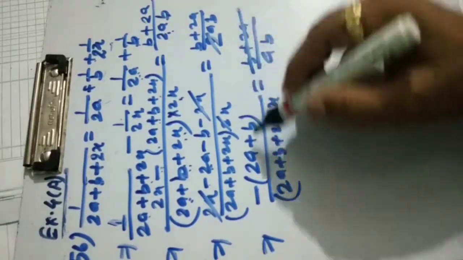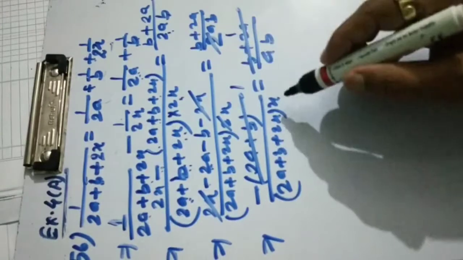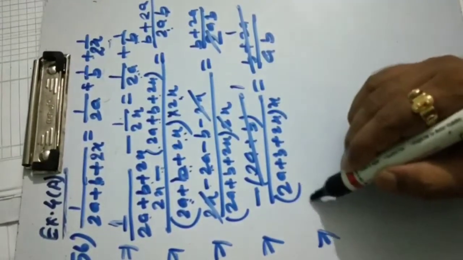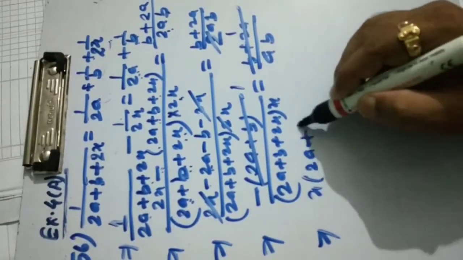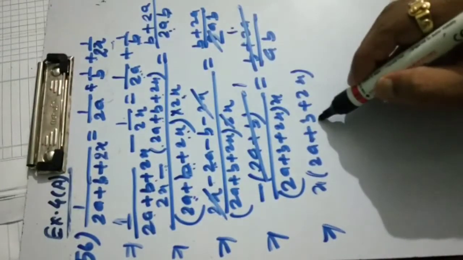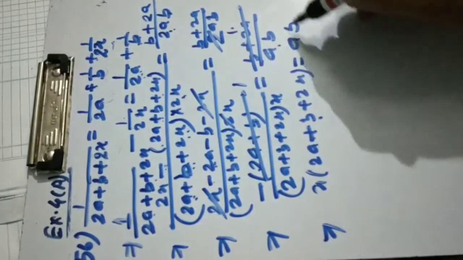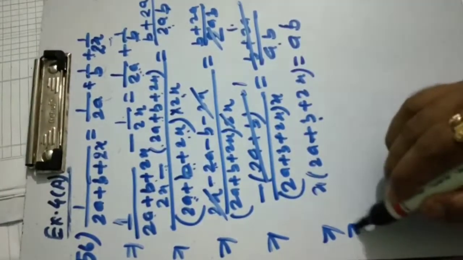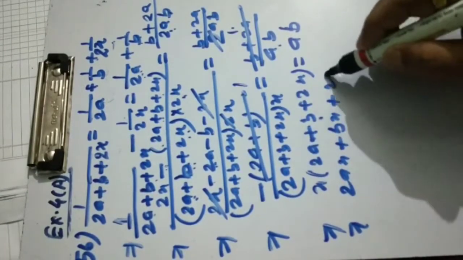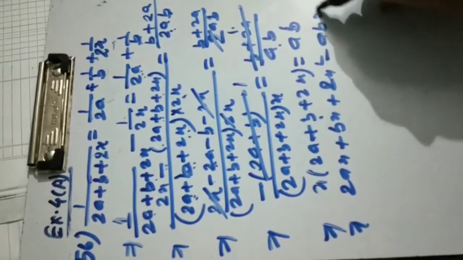Then b plus 2a and b plus 2a will cancel by 1 times. Now let us cross multiply. x multiplied by 2a plus b plus 2x multiplied by 1 will be the same, and ab multiplied by 1 will be equal to ab. Okay, now let us multiply it. 2ax plus bx plus 2x square and minus ab will be equal to 0.